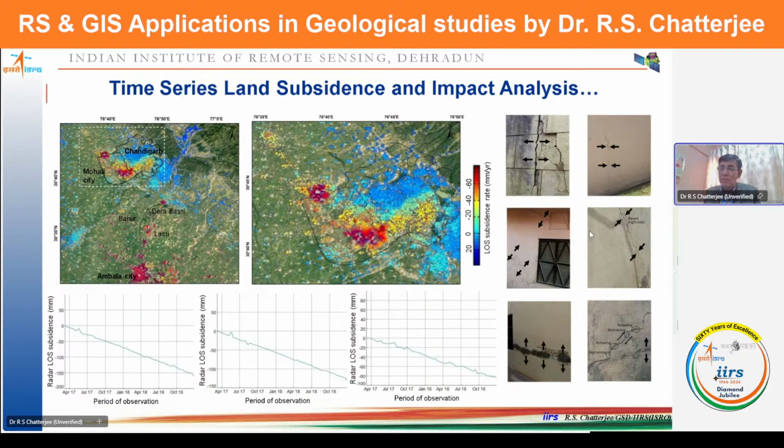What kind of cracks are they? Tensional cracks, then vertical cracks, or horizontal cracks. With tensional, it can be horizontal, it can be vertical. This is compressional cracks. This is the tensional vertical cracks. You can see this. If tensional, then the crack opening will be more. With compressional, crack opening will not be there. The mounds will be developed near the crack.